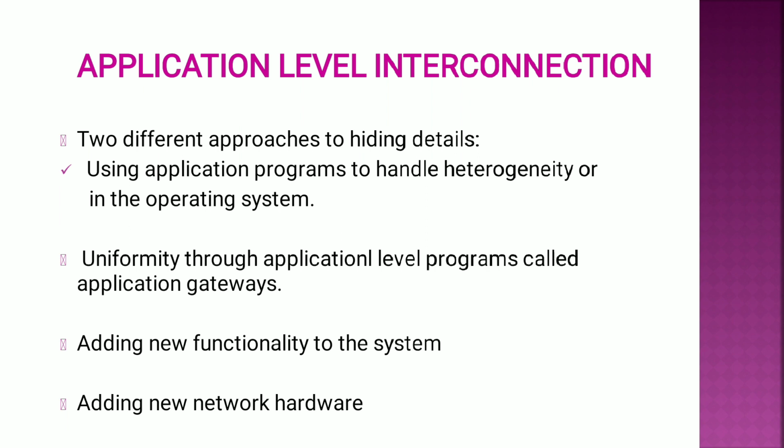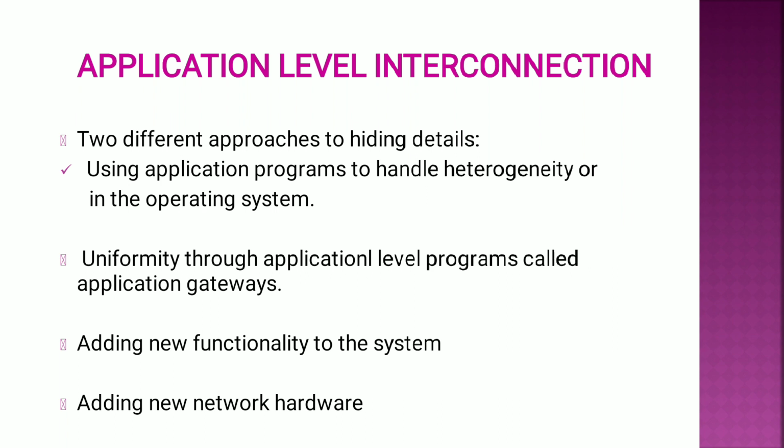So, the next level of this internetworking concept is application level interconnection. In this application level, there are two different approaches to hide the details of the network. The first one is using application programs to handle the heterogeneity, or hiding details in the operating systems. So, these are the two different approaches to hiding the network details.